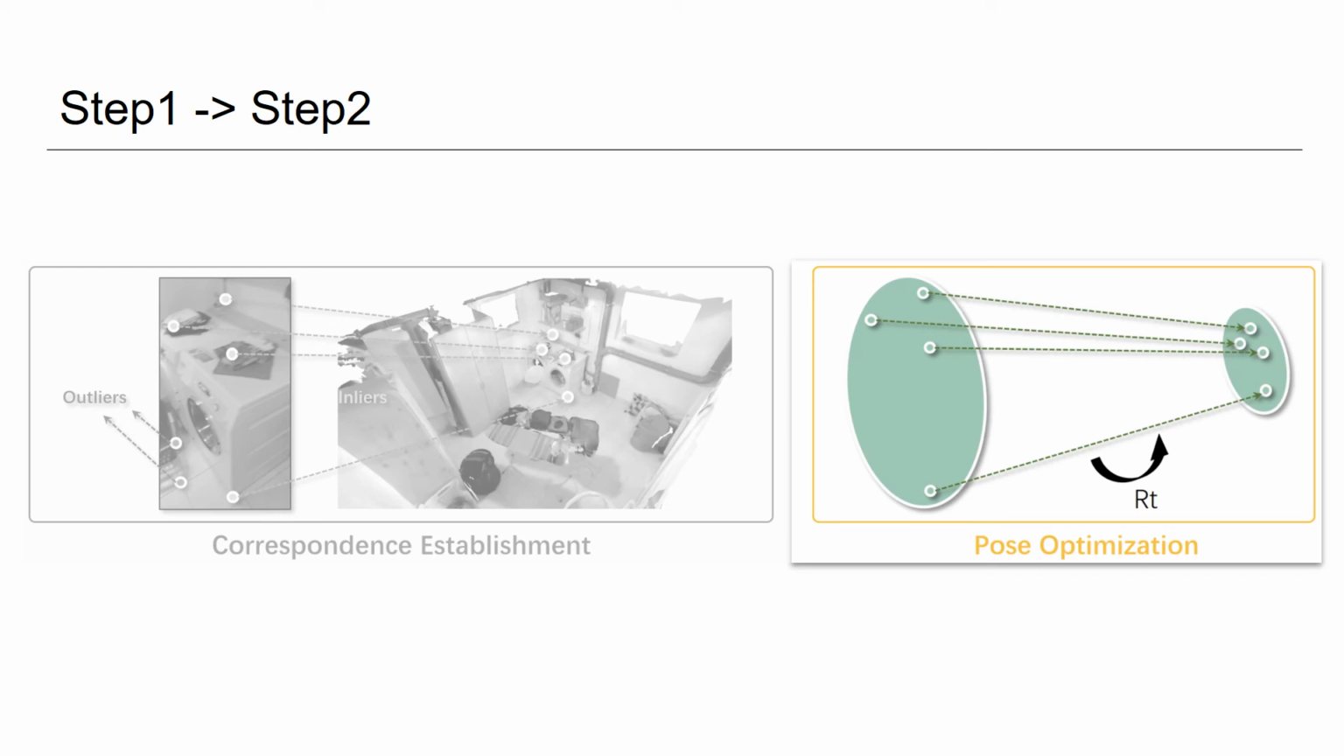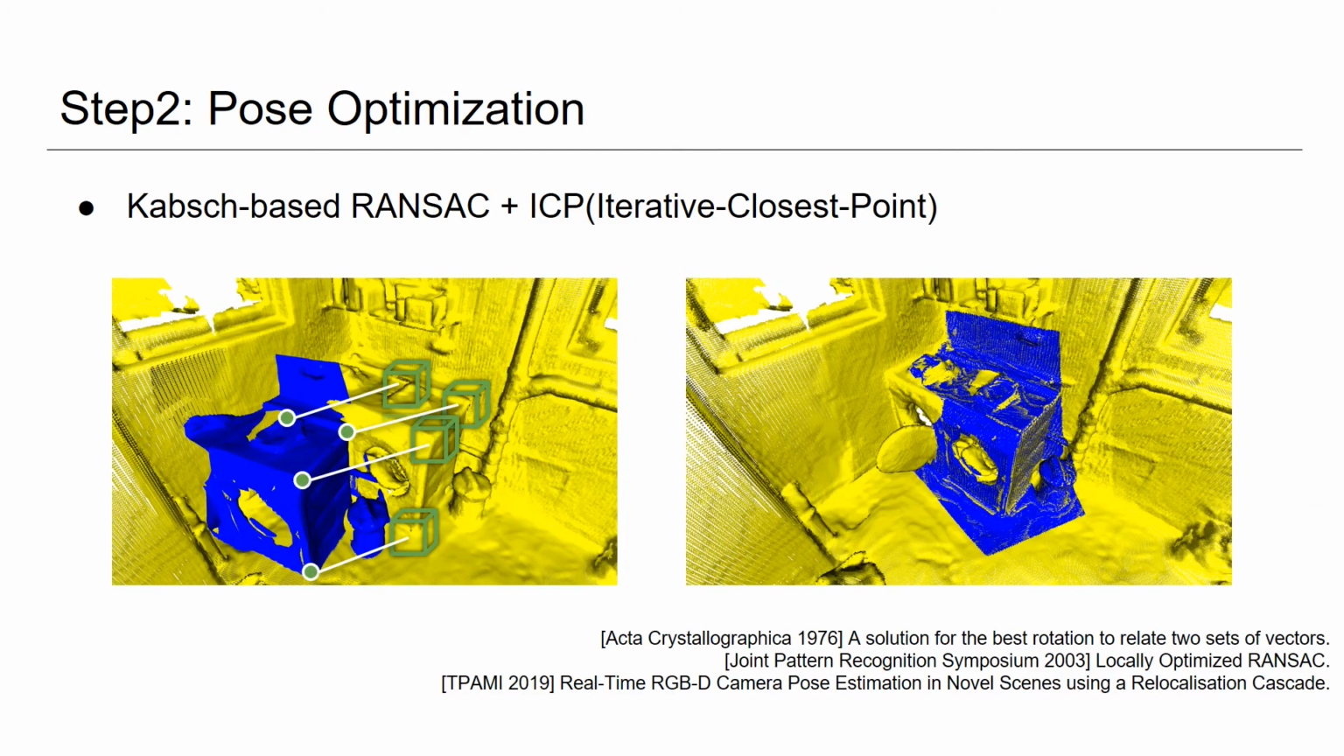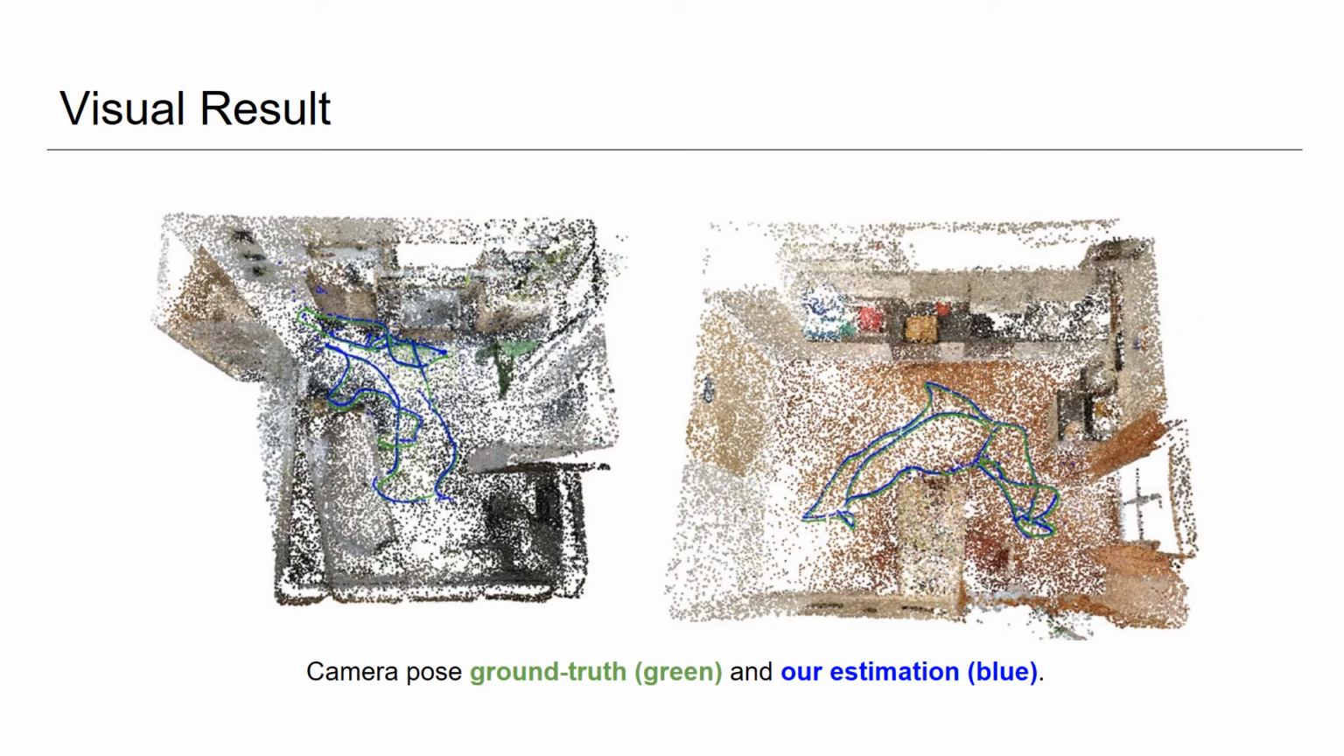Then, camera pose is optimized by fitting the correspondences. Specifically, we use the Kabsch algorithm inside a RANSAC loop. After that, we apply the ICP algorithm for pose refinement. In this figure, we show our estimation compared with ground truth.